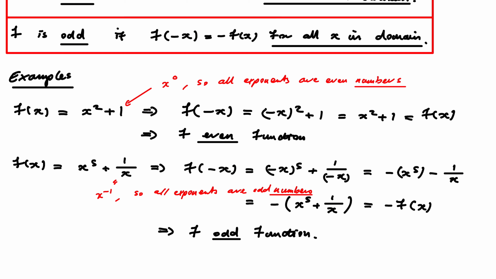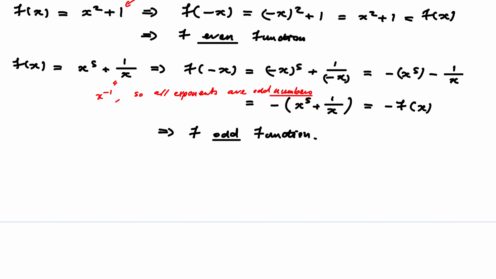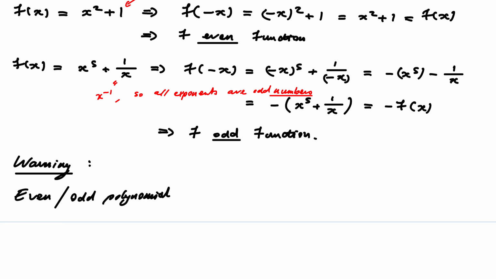But it's a much broader concept than that. And I should say, it's not the degree here that matters. It's not the top power. It's every power. So as a warning here, because this is a classic misunderstanding: even or odd polynomials. The first is a polynomial. The second example here isn't because I've got a negative power. Polynomials have positive powers or non-negative powers.